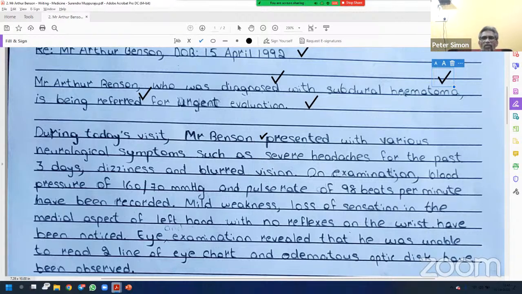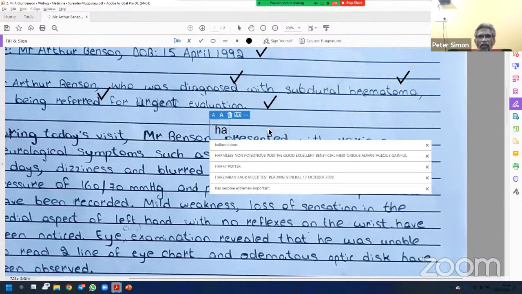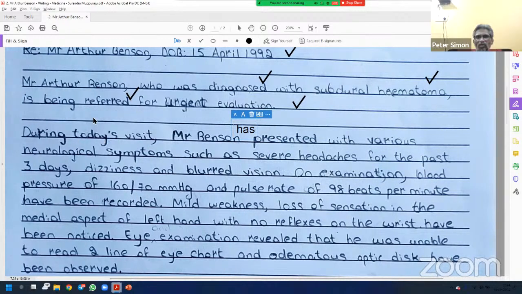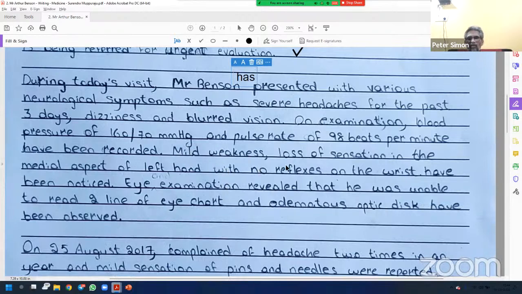You have to say, has presented. You are writing in present tense, so try to write in present tense only. During today's visit, everything should be in present tense, not past tense. Okay, so has presented. Present perfect is equal to past in meaning, only the difference is in tense. With various neurological symptoms such as, okay, fine. On examination, blood pressure of 160 by 70 mmHg and pulse rate of 98 beats per minute have been recorded. Wonderful. Mild weakness, loss of sensation in the medial aspect of the left hand with no reflexes on the wrist have been noticed.